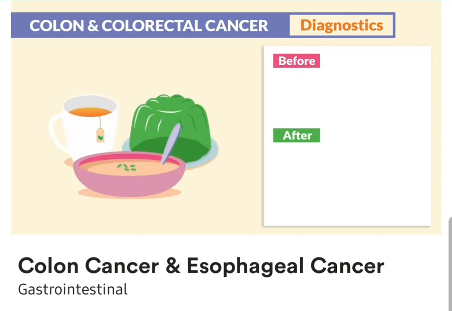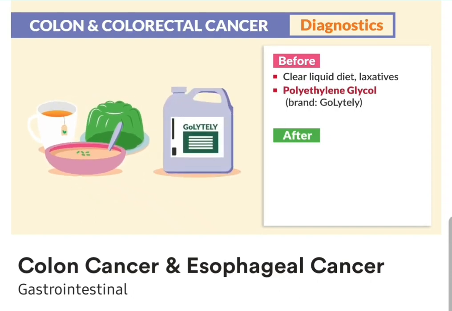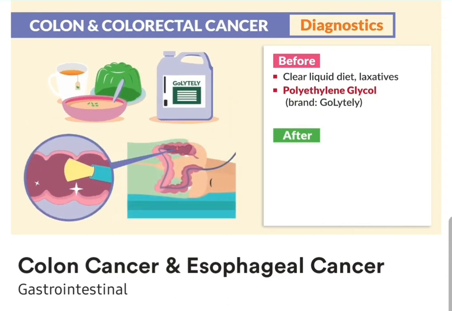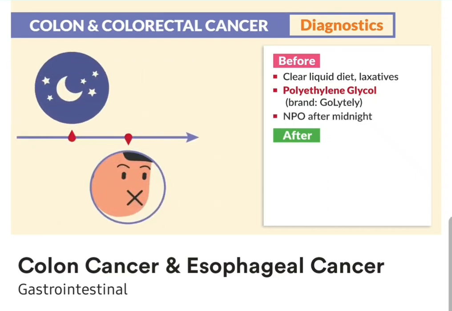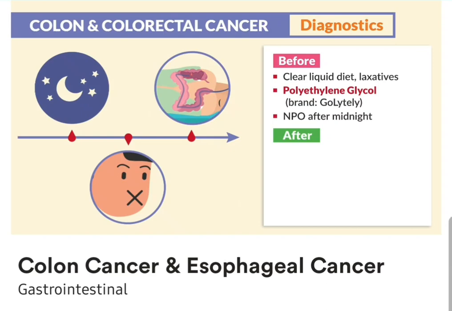Now, there are some key interventions before and after a colonoscopy. So before, we do clear liquid diet with laxatives. And we give the patient a big, huge jug of polyethylene glycol. Brand name is Go Lightly. This huge jug of liquid helps to clear the bowel and allow the scope to take a good look. And lastly, NPO after midnight before the procedure.